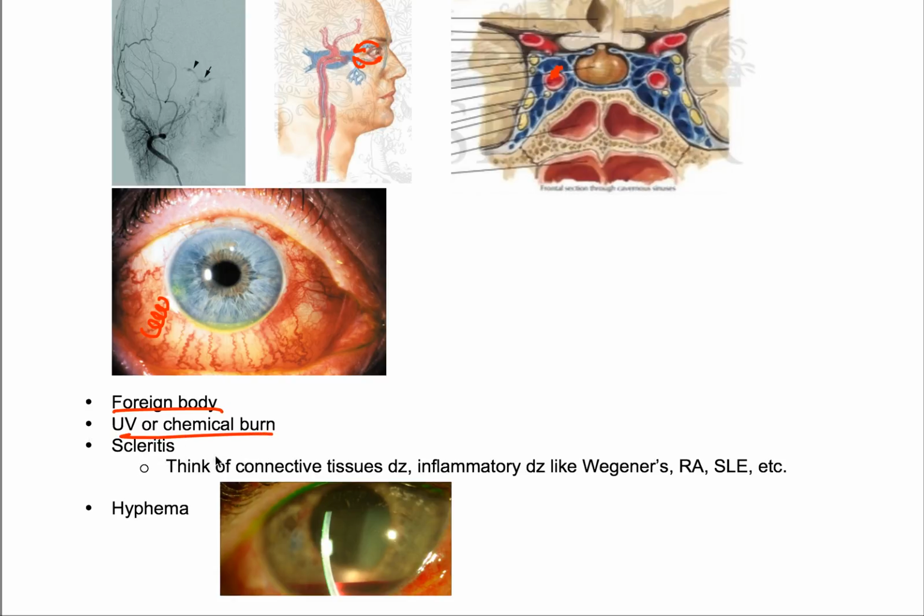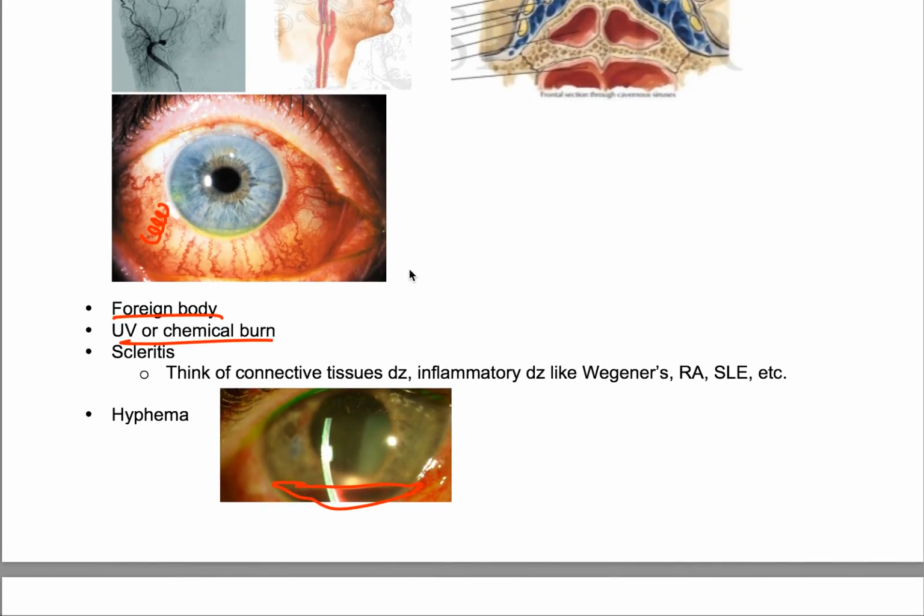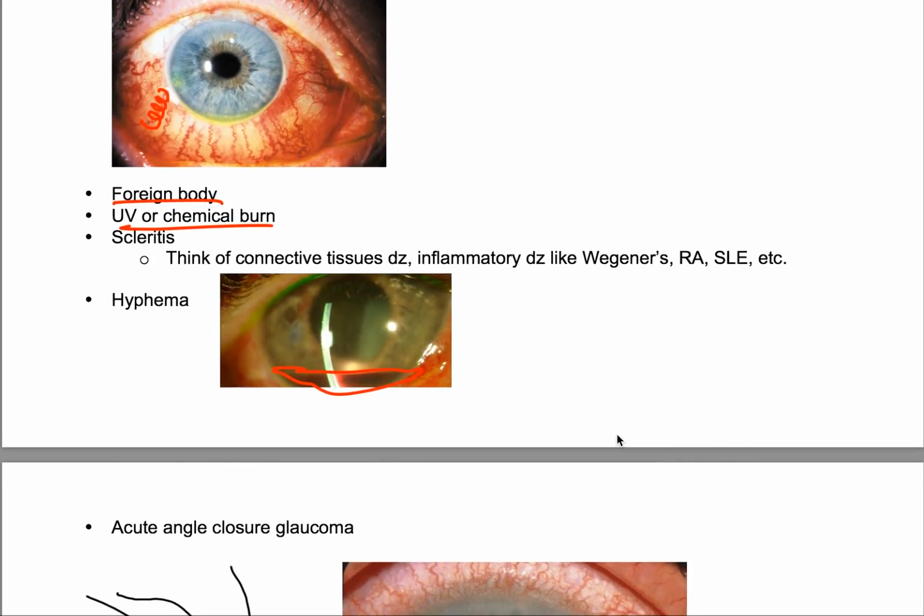Scleritis is associated with connective tissue diseases, and also be on the lookout for hyphema. If you don't look closely at a patient's eye, you might miss it, but it's an accumulation of blood, usually associated with trauma. A patient should be referred to an ophthalmologist should you discover a hyphema.